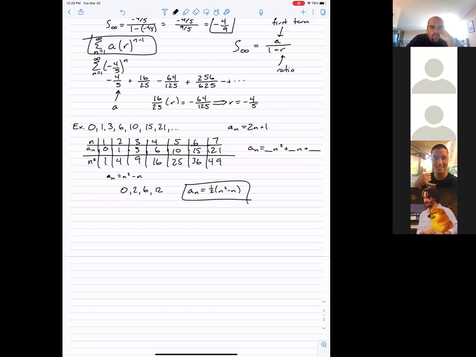organizing it, we checked for geometric sequence first because those are easy. We understand those really well. But these quadratic ones are a little hard to figure out because you have to figure out what these coefficients are. All right. Thank you. Yeah, no problem.